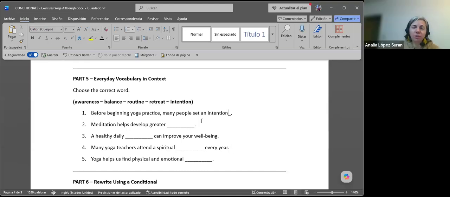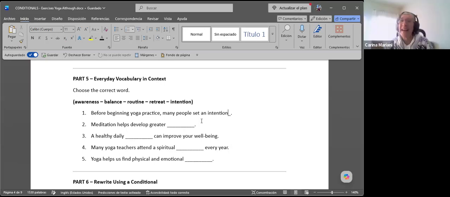Many years later, I use the gift that my first yoga teacher gave me. This is a llavero, a key chain. I keep it with me now, but it's a long time. I kept it for a long time.